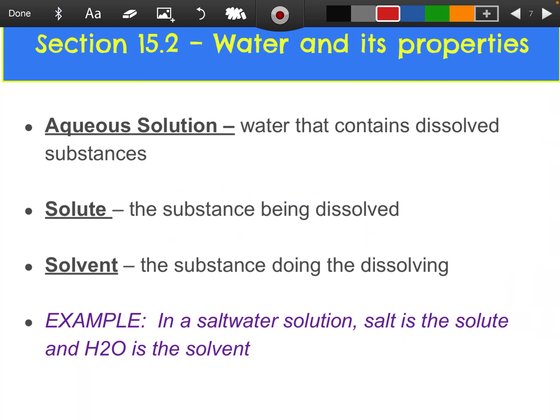All right, so here are a few more terms when we're talking about substances dissolving into one another. Aqueous solution. A solution is when water contains dissolved substances. So a solution means that all of those particles are going to dissolve in water.